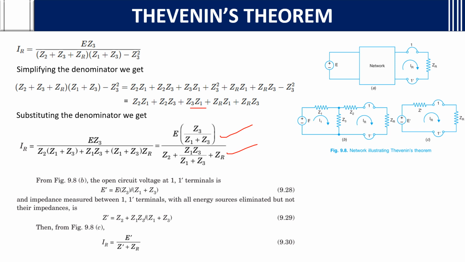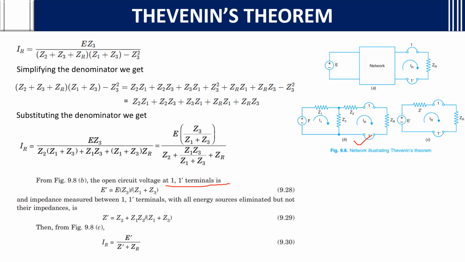If we divide numerator and denominator by Z1 plus Z3, it is no problem. Anyway, it will be cancelled. So if you divide numerator and denominator, you get Z2 plus Z1 Z3 by Z1 plus Z3 plus ZR, as this Z1 plus Z3 will be cancelled as we divide with Z1 plus Z3. From figure 9.8b, the open circuit voltage at the 1 and 1 dash terminals.